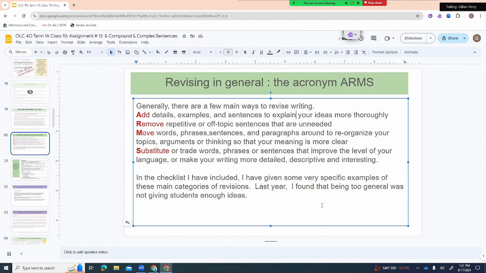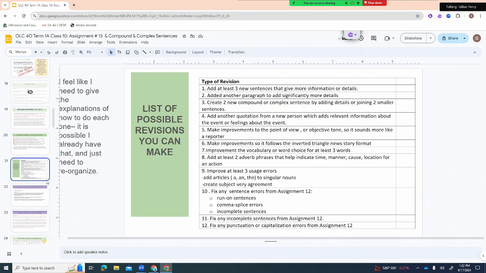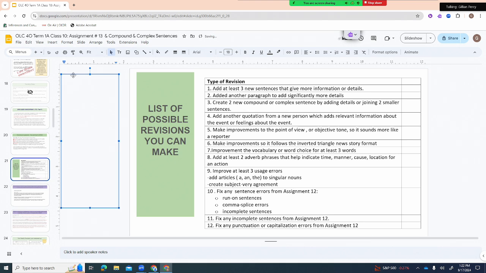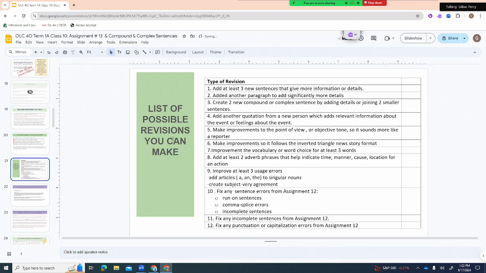So in the checklist that I've included, I've given you some very specific examples that expand on these categories. Last year I was being very general, but I found that that wasn't really giving students enough ideas. So this year I'm being probably overly specific, but hopefully it will give you some ideas of some things you can do to look at your writing and make it better. 'Cause I think that's a very hard concept for people, right? Sometimes people just feel like, oh, I've already written everything I know how to do. I don't know how to make it better. So here are some ideas.